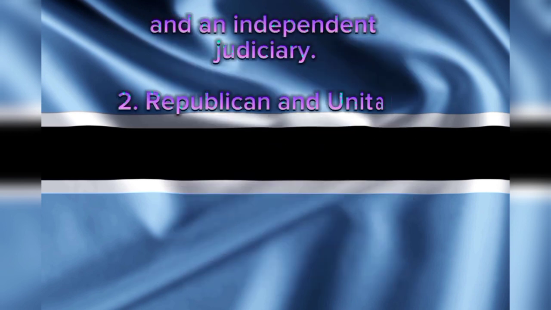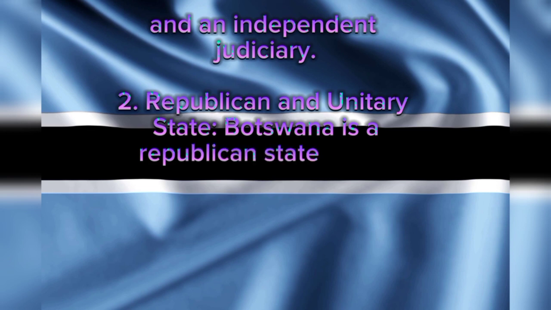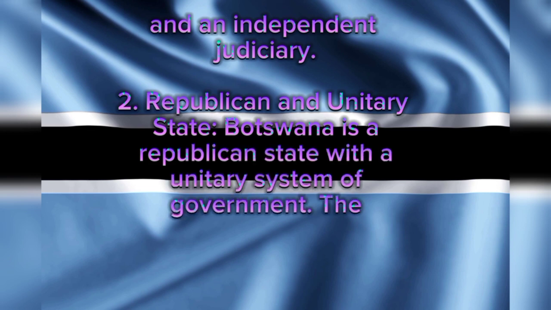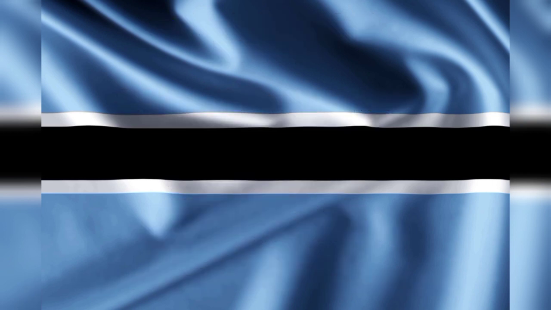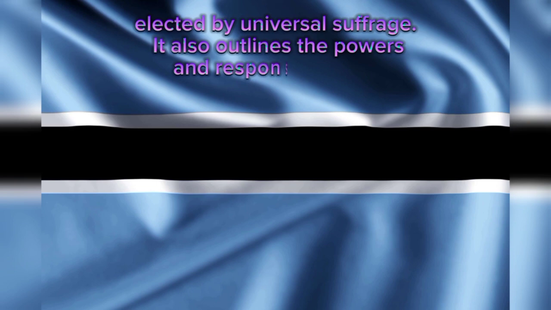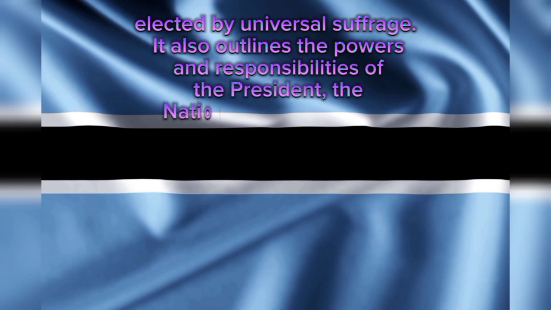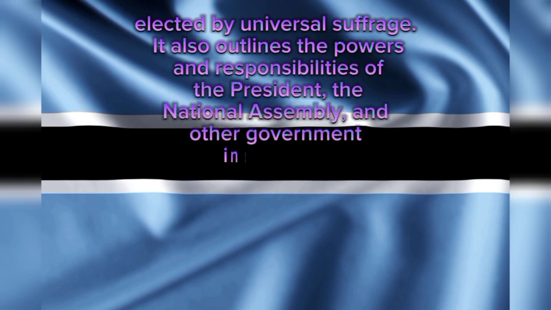2. Republican and unitary state. Botswana is a republican state with a unitary system of government. The constitution establishes the president as the head of state and the government, elected by universal suffrage. It also outlines the powers and responsibilities of the president, the National Assembly, and other government institutions.